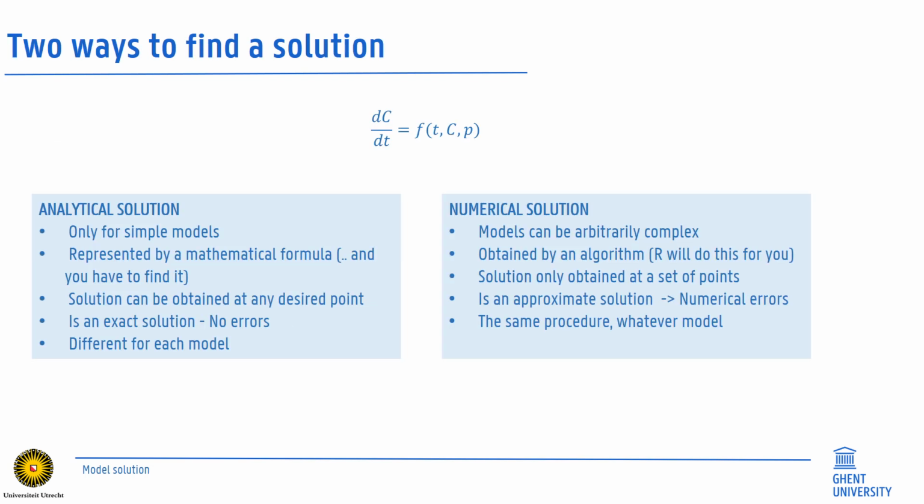Analytical solutions are, because of their general description, mathematically most elegant, as the solution will be represented by a formula. It is always correct, so not subject to any error. The downside of this elegance is that they can only be found for simple models. Solutions for more complex models need to be found by numerical methods. Such methods give an approximate solution and are obtained by a computational algorithm for a limited number of points. R or other numerical software can do this for you.